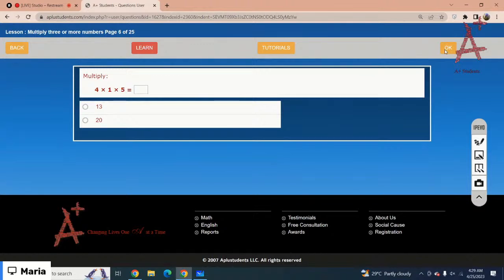Okay, the next one is 4 times 1 times 5. 4 times 1 is 4, and 4 times 5 is 20. So the correct option is 20.